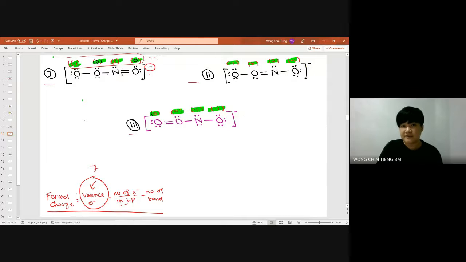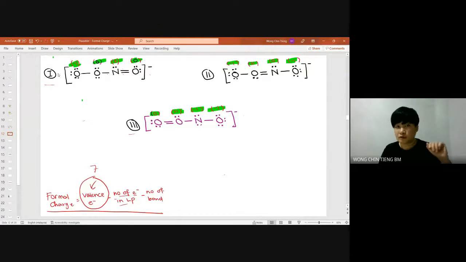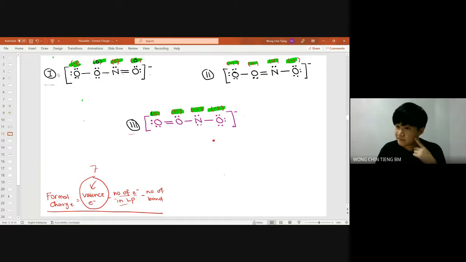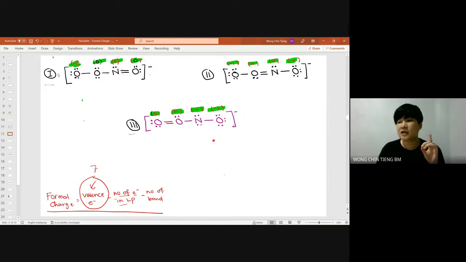Formal charge next. From this formal charge, the next question is definitely plausible. So which in here, 1, 2, 3, which one is the most plausible? Any guesses? 1. Why, Intan? Because it has the most zeros. Right? Simple. And my way of answering, most stable or most plausible, is structure 1.